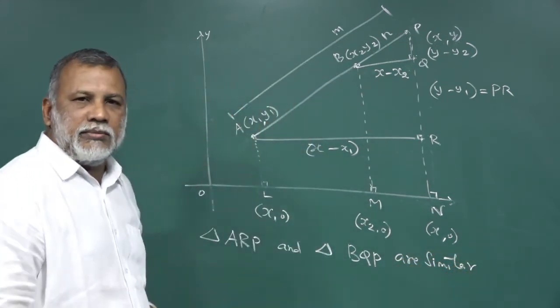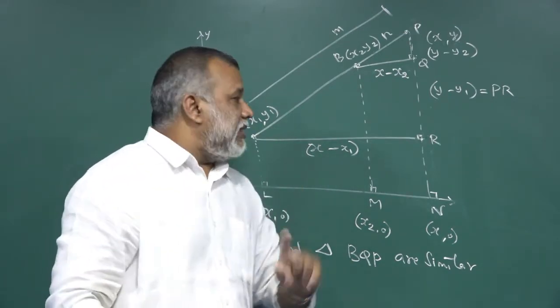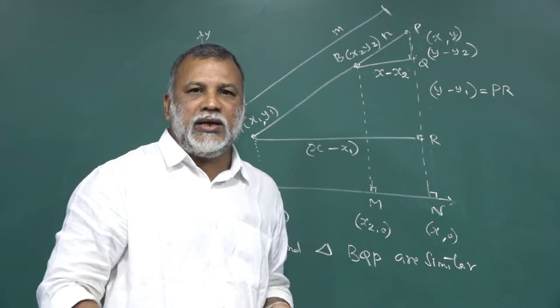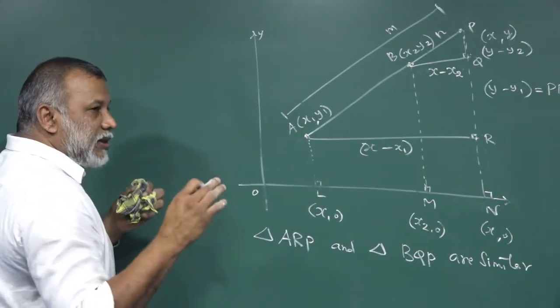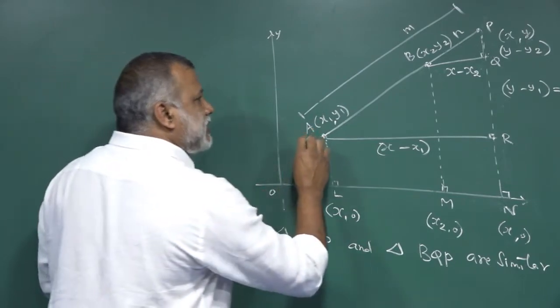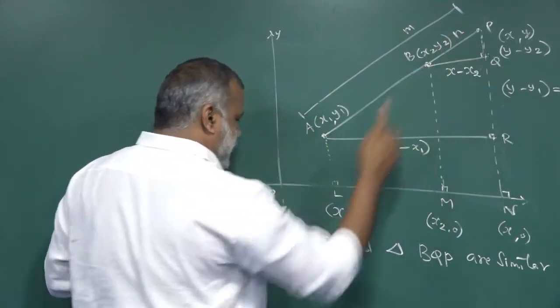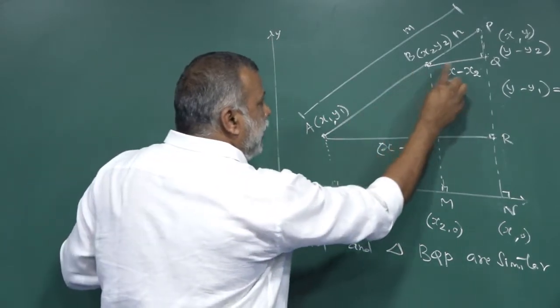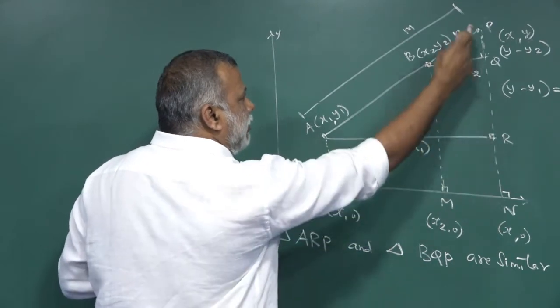These two triangles must be similar. With the basic concept of similar triangles, the corresponding sides are proportional. So we can compare the corresponding sides. First, I am taking the bigger triangle. In this, ARP is the bigger one, and BQP is the smaller one. So I am considering the bigger triangle as ARP.